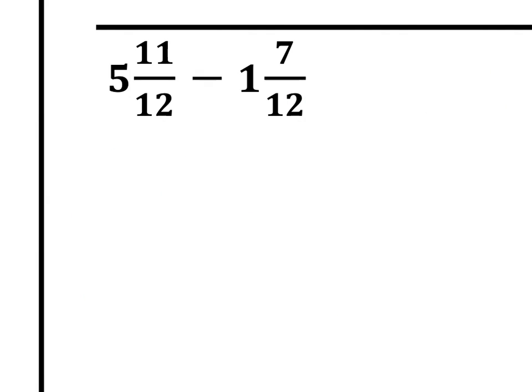So here's the next example. Again, the first thing I would notice is that the denominators of the fractional parts are the same. Now, because of that, I would at least try the second method. I would say, well, I'm going to take 5 minus 1, which is 4, right? So that's my whole value in the mixed number.